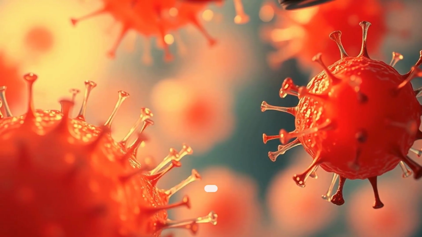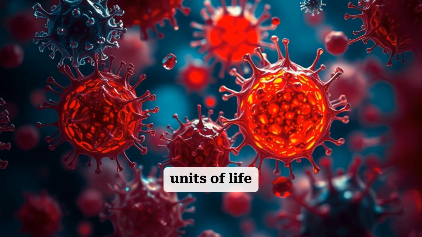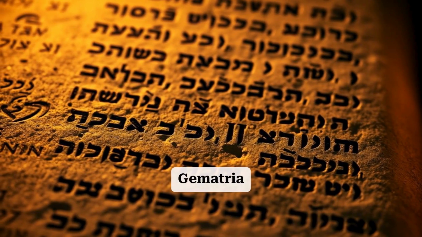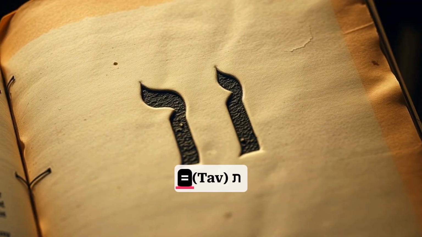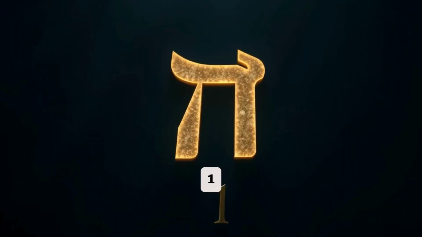Cells, Ta. Meaning, cells, units of life. Gematria. Tav is equal to 400. Aleph is equal to 1. Total, 401.